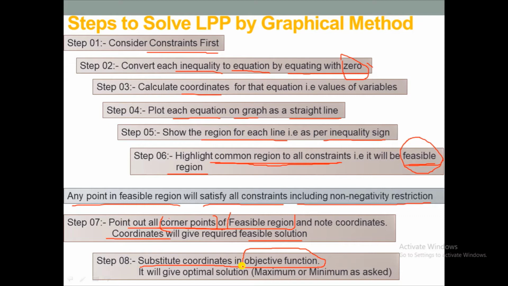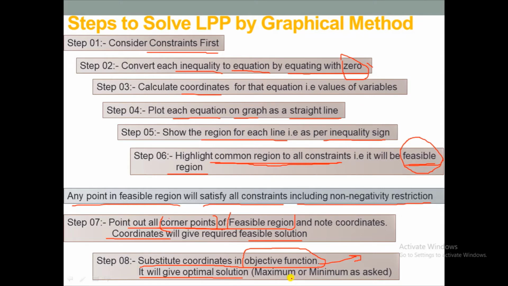So the coordinates are put into the objective function for each individual point, and with respect to that point and its coordinates, we get the value of the objective function. If there are four corner points, we get four different values for the objective function. It may be zero, it may be more than that. Because we get multiple solutions, as many coordinates as there are, that many solutions or answers are there for this objective function.